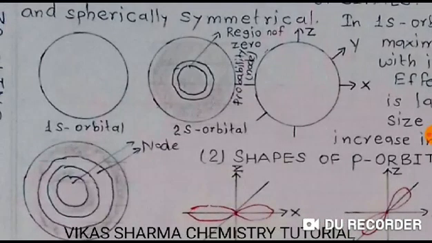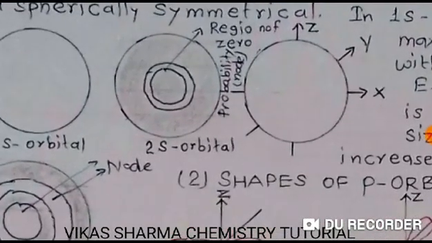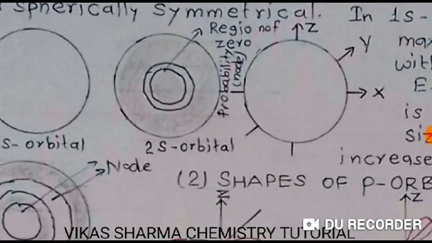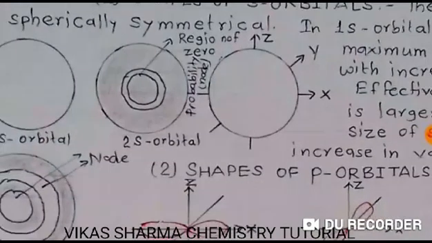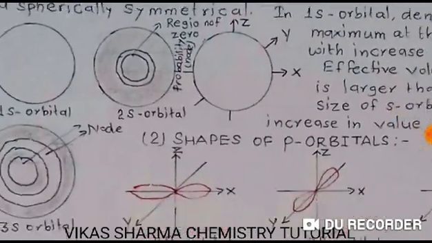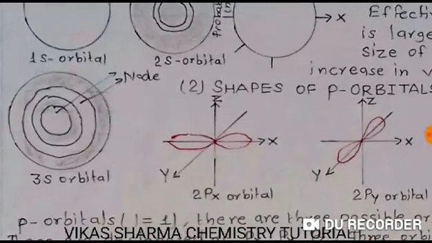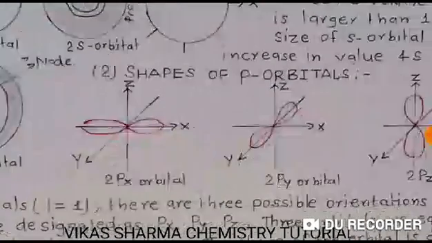These are the structures, students. In 1s orbital and 2s orbital, a region of zero probability is known as a node. A node is the area where the electron has zero probability, along the coordinate directions x, y, z. And in a 3s orbital, there are two nodes.